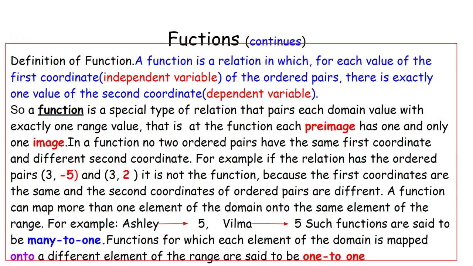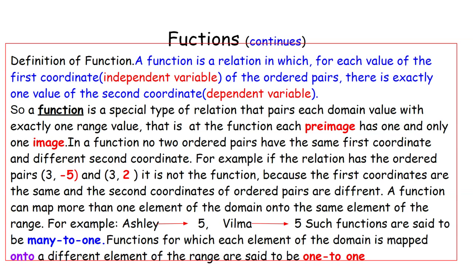Function. Definition of function. A function is a relation in which, for each value of the first coordinate, which we call the independent variable, of the ordered pairs, there is exactly one value of the second coordinate, which we call the dependent variable. So a function is a special type of relation that pairs each domain value with exactly one range value. That is, in a function, each preimage has one and only one image. In a function, no two ordered pairs have the same first coordinate and different second coordinates.